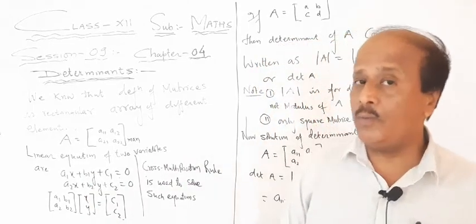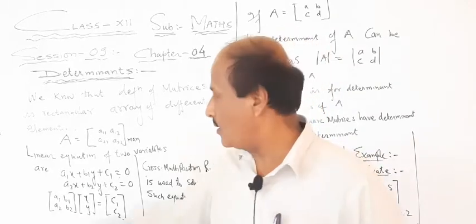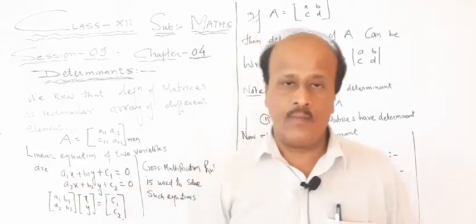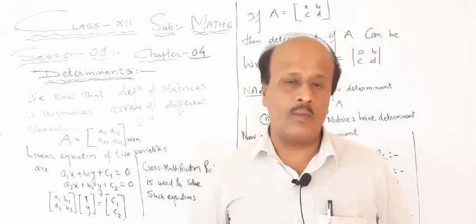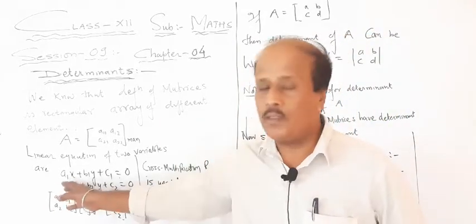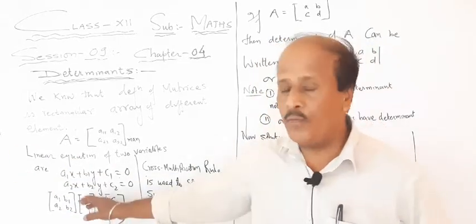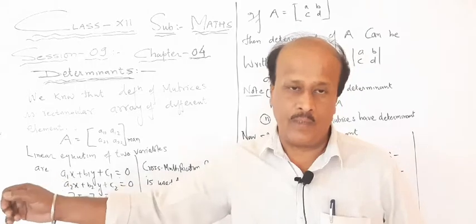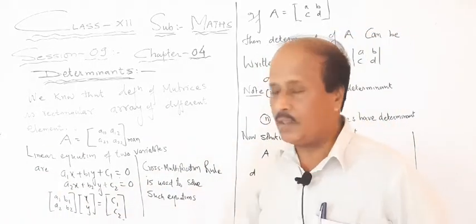Now recall your memories again from the 10th standard. There were four methods to solve this type of equation. The first method was the elimination method. The second method was the substitution method. The third method was the cross multiplication method. And the fourth method was the graphical method. So let us concentrate on the third method, that is the cross multiplication method.